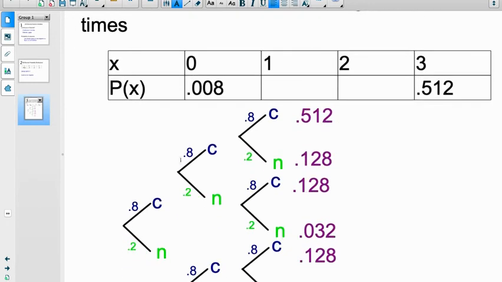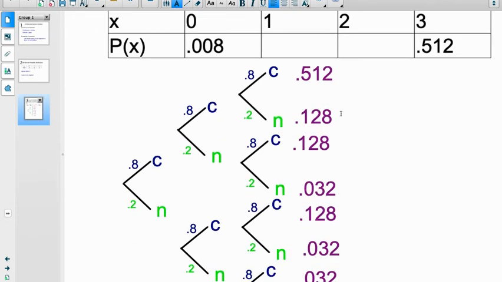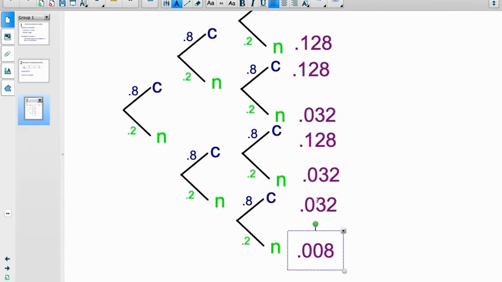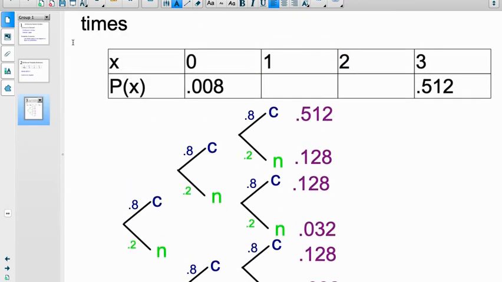Now to get the other ones, you've got to add up catching twice. So there's 3 outcomes where you catch 2 criminals, and there's also 3 outcomes where you catch 1 criminal. So you add those 3 up to get the other 2. And to check to make sure you did everything right, you can add all these up, and you should get 1, which you do if you add them up.